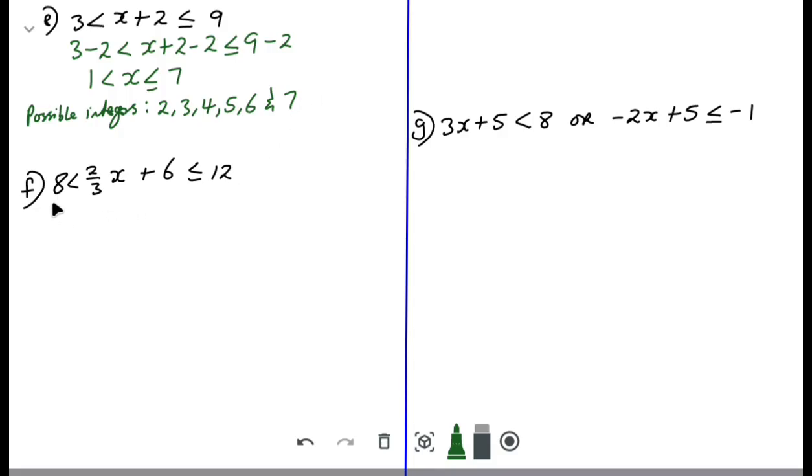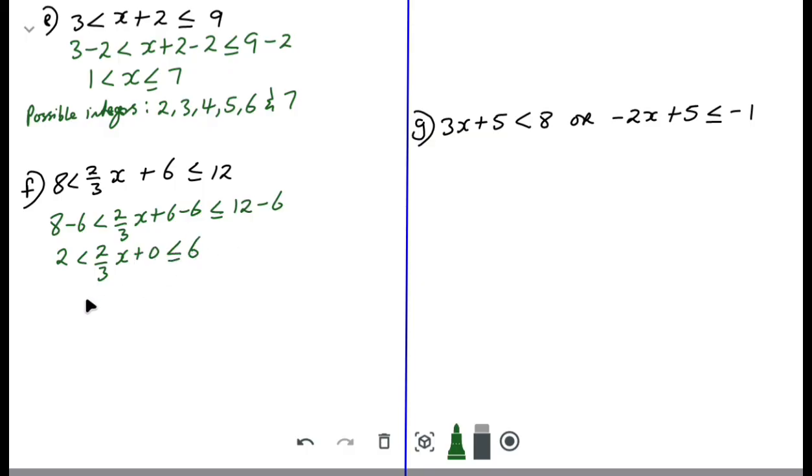Now, the next question, which is the sixth question, says we should solve 8 less than 2 over 3x plus 6 less than or equals to 12. Alright, to solve this, the first thing we need to do is to subtract 6 from both sides. That is 8 minus 6 less than 2 over 3x plus 6 minus 6 less than or equals to 12 minus 6. We're going to be having 2 less than 2 over 3x plus 0 less than or equals to 6.